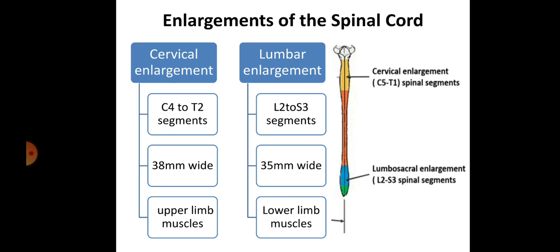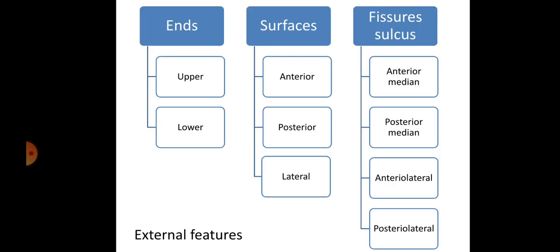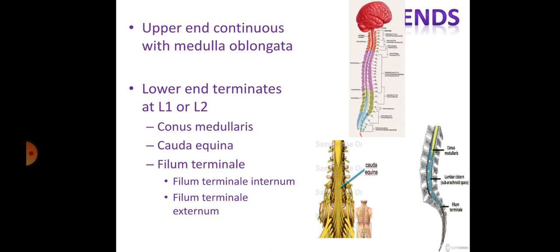Next, we are going to discuss the ends, surfaces and fissures or sulcus present on the spinal cord. First, the ends. The spinal cord consists of two ends, the upper end and the lower end. Surfaces: anterior surface, posterior surface and lateral surface. Fissures are deep depressions, and superficial depressions are called sulcus. So it consists of the anterior median fissure, posterior median sulcus, anterolateral sulcus and posterolateral sulcus. One by one we are going to discuss.